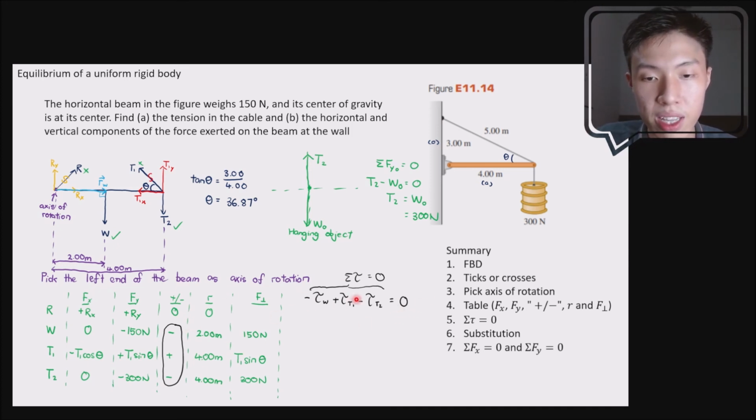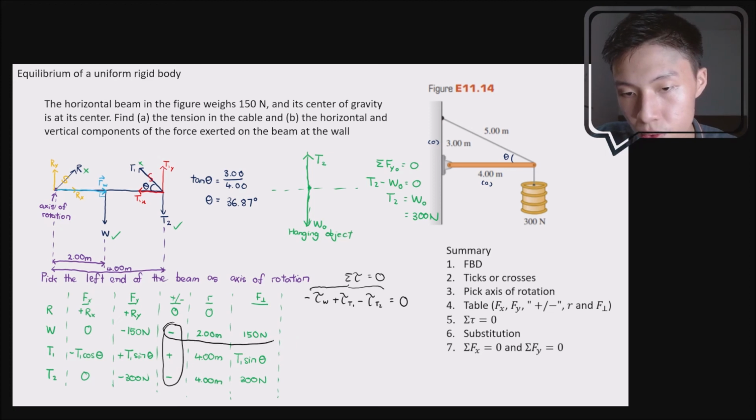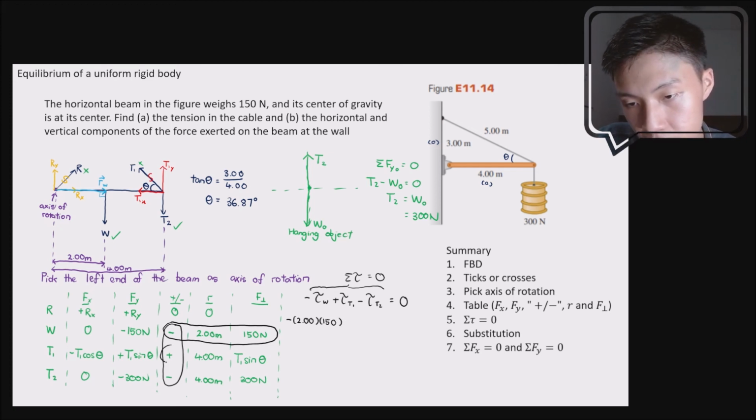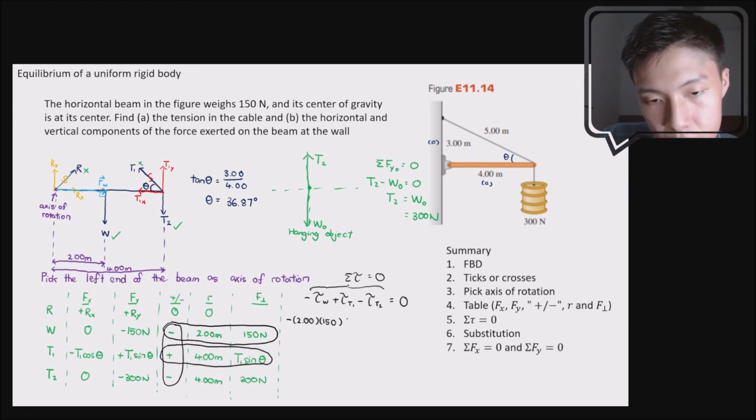Once you have done that already, your next line should be to do substitution, which is step 6 over here. For substitution, you copy it row by row. What do I mean by copy row by row? You start with the first row, then you multiply everything together. So it will be negative 2.00 times 150 Newton. Then next line, plus 4.00 tension 1 sine theta.